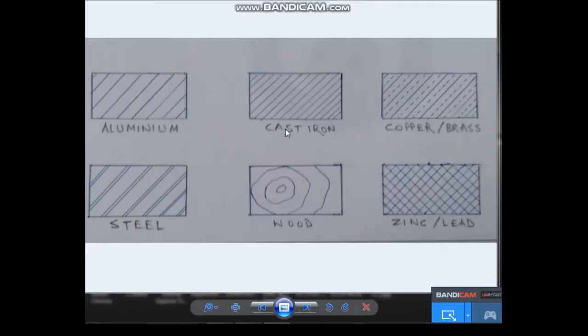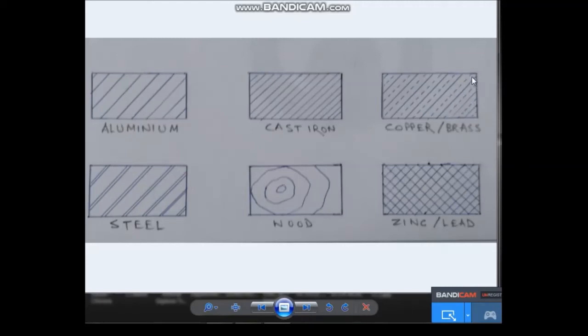Then for cast iron, the same 45 degree hatch lines are drawn, and the gap is closer than for aluminium. You make more gap for aluminium and less gap for cast iron. The angle of these hatch lines is 45 degrees. Then copper, you use the same as aluminium, 45 degrees and more gaps.